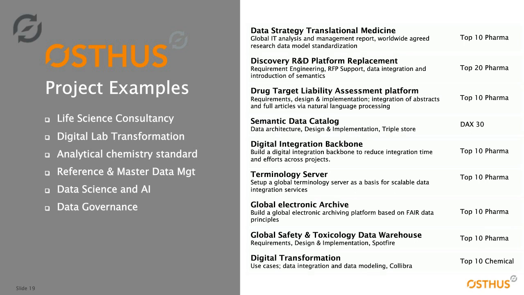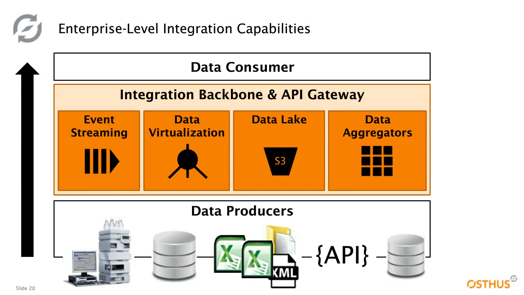One example from this list, the digital integration backbone, I would like to talk about in the next slide. Here, the customer we're working with said that integration projects are repeating in different places across the enterprise, but that they need to build their integration capabilities so that cross-project synergies can be leveraged. Putting technologies like event streaming, data virtualization, data lakes, or data aggregators in place is one thing, but educating the business on how to utilize this in a collaborative and supporting way, that is the challenge, and that's what we're addressing with them.